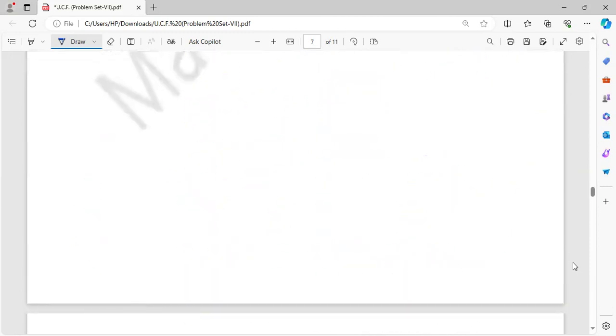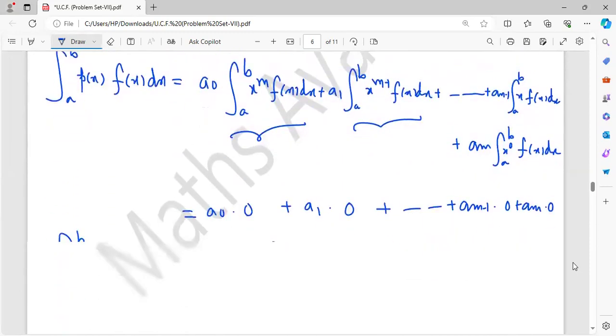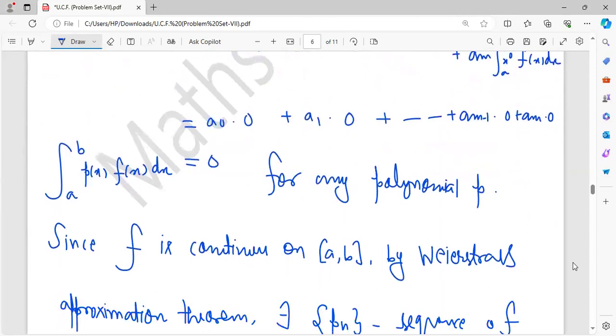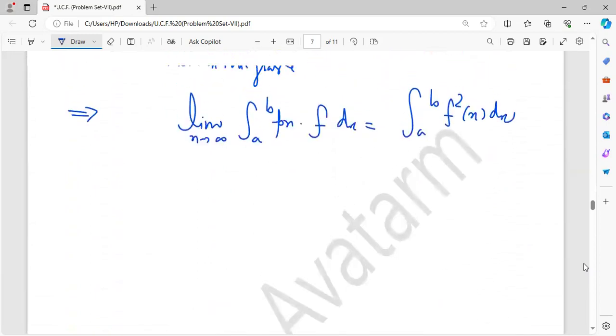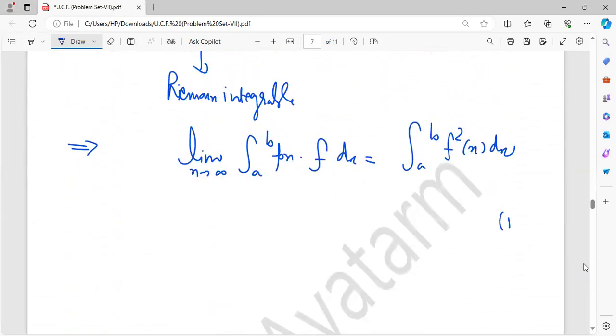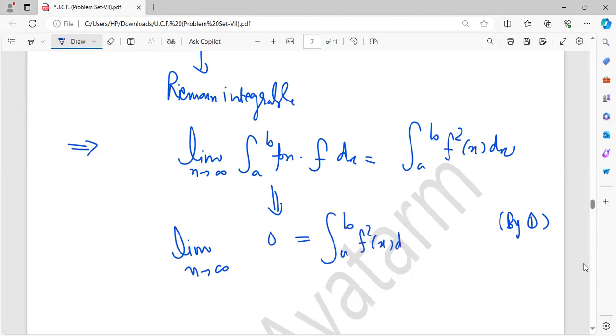But we have already verified, let's say by equation number 1, that for any polynomial p(x), the integral of p(x) f(x) is always 0. So what does it mean? It means by equation number 1 we have: this is 0, limit n tending to infinity, which is equal to the limit of the integral from a to b of f square x dx. So the limit of the 0 sequence is 0.